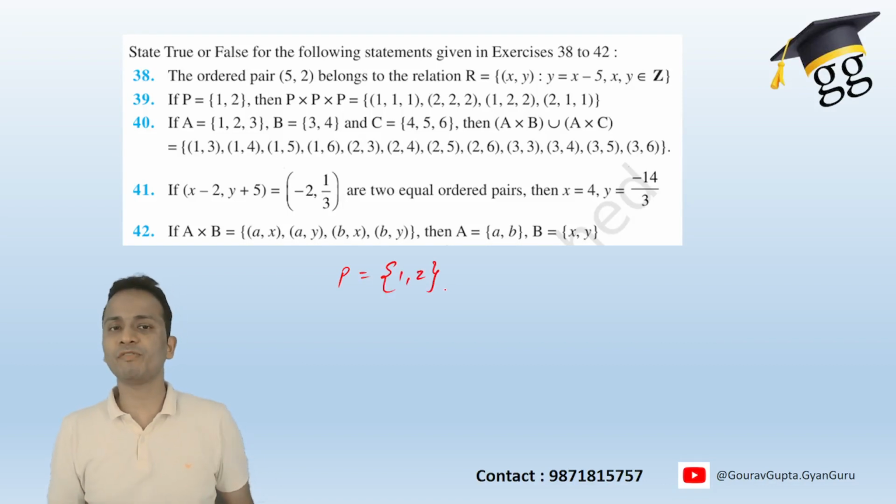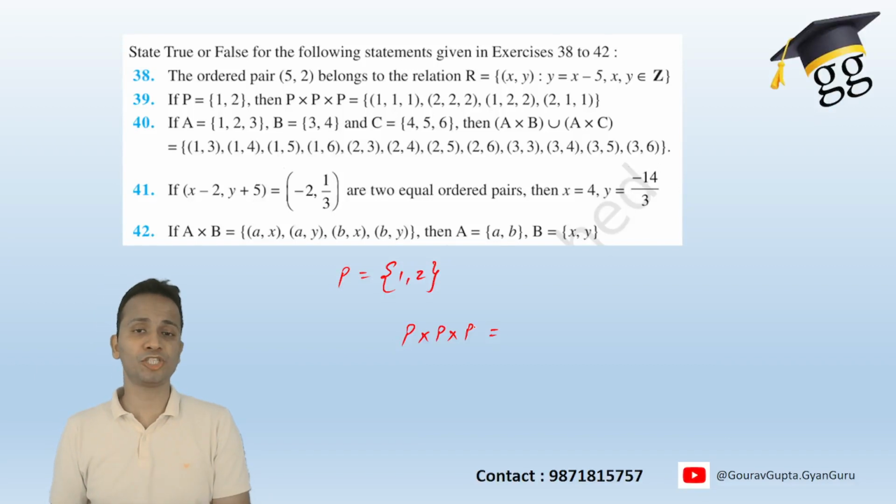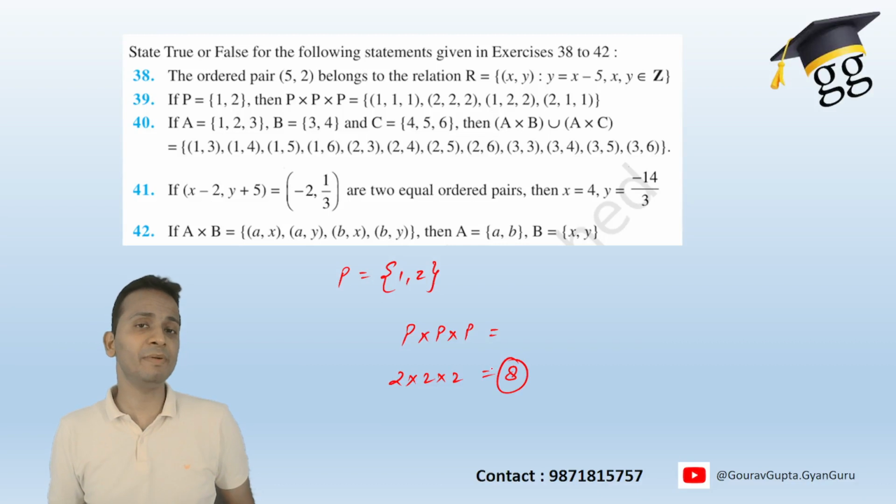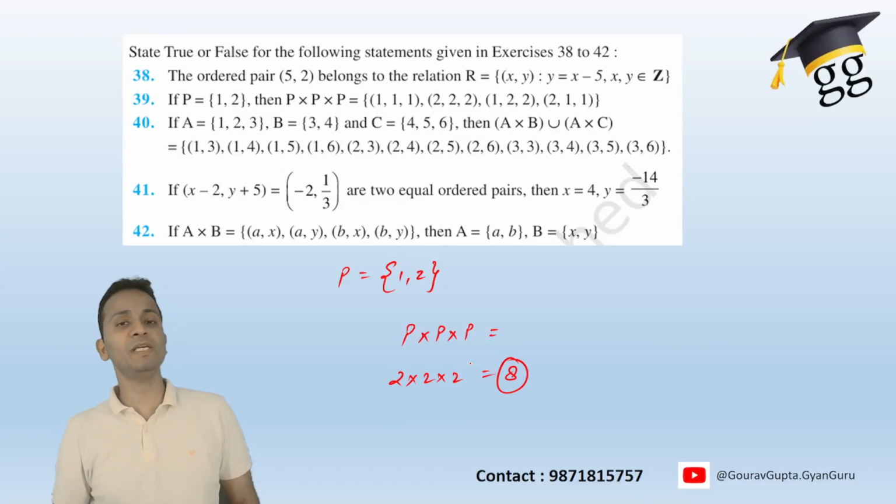Look at the number of elements in P. There are 2 elements. Then the Cartesian product P cross P cross P, how many elements should it have? How many ordered triplets should it have? So there are two elements in P. So the number of elements in P cross P cross P should be 2 into 2 into 2, that is 8. So there should be 8 elements in the Cartesian product P into P into P.